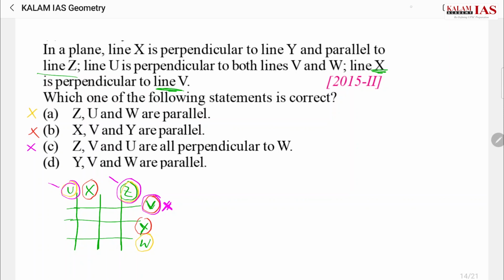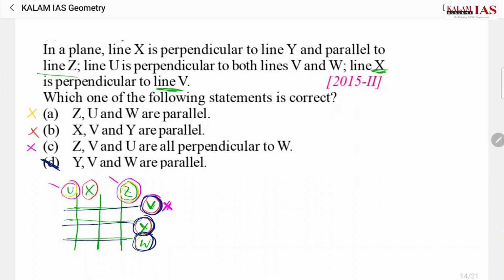Now coming to the last option, Y, V and W are parallel. Y, this is Y, V is this, and W are parallel. As we can see, all these three lines are parallel. Option D is the correct answer. I hope this is clear.